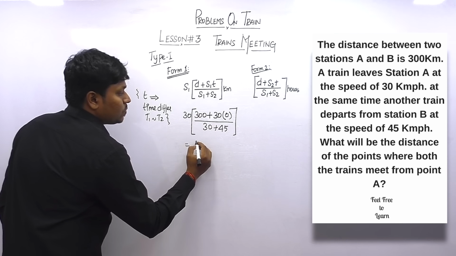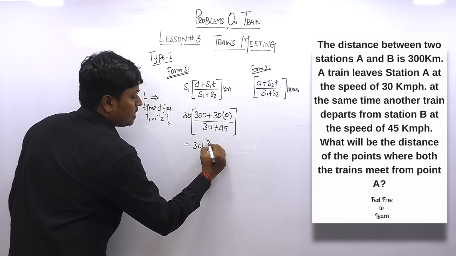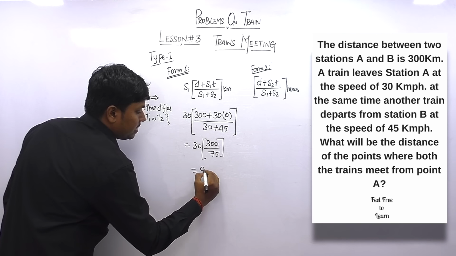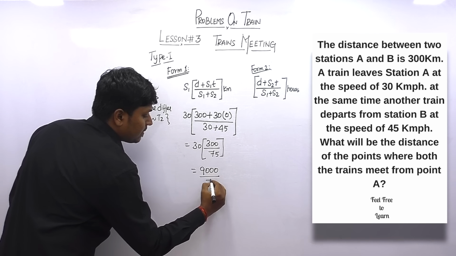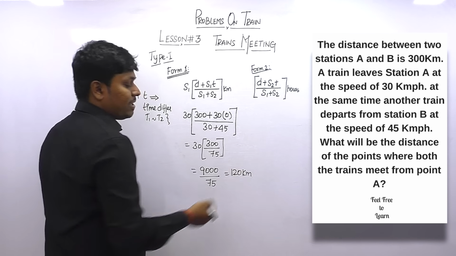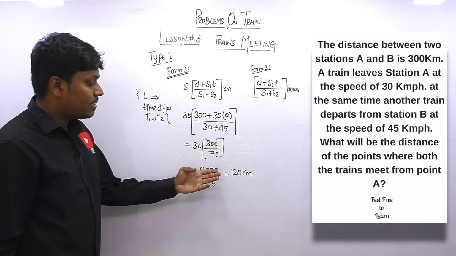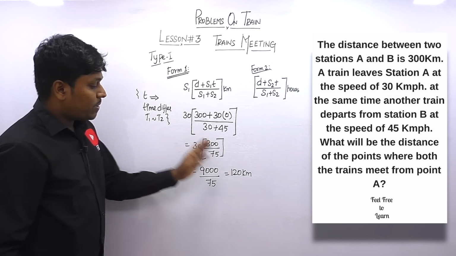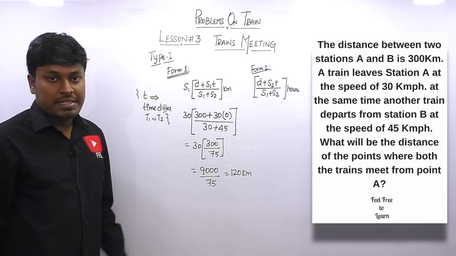So 30 into... I think 30, and this will be 300 divided by 75. So 30 will be 9000 divided by 75, 120 kilometer. Just by applying a formula we directly got an answer, that is 120 kilometer, right? So from station 1, after 120 kilometers traveling both the trains meet, right?